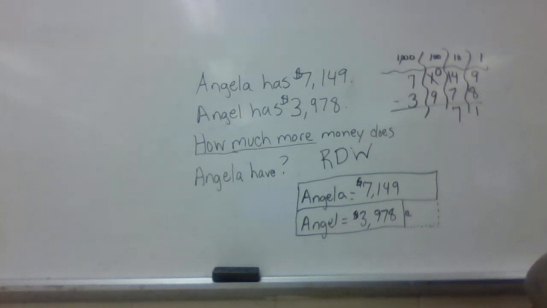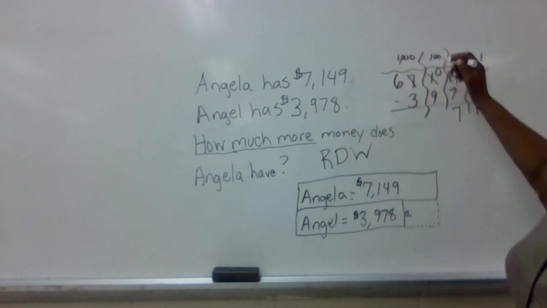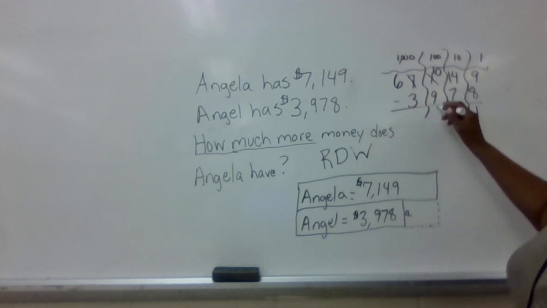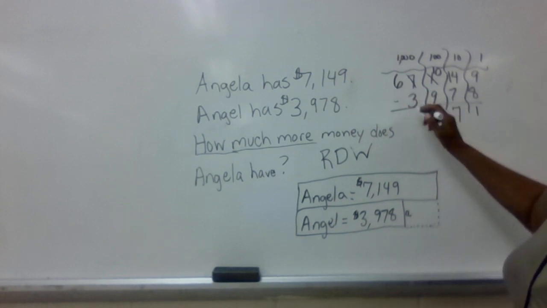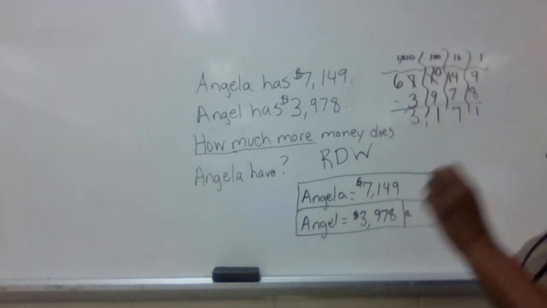We can't do 0 minus 9, so we go next door. The 7 becomes a 6. And now we have 10 hundreds. 10 minus 9 is 1. 6 minus 3 is 3. So 3,171. But all scholars know that we are to check it.